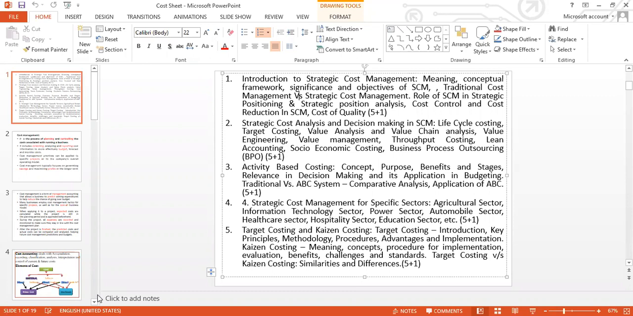Then its concept, purpose, benefits, various stages in activity based costing. Then relevance in the decision making, then applications of the budgeting and traditional versus ABC system, comparative analysis and applications of ABC. So see here, activity-based costing is used in the manufacturing industry, not in service industry, because in case of manufacturing industry, there are various activities involved.